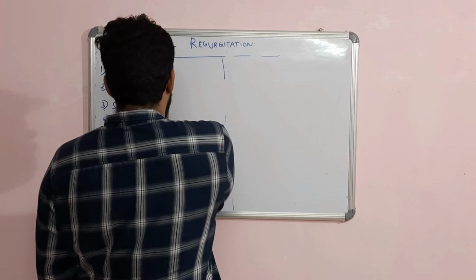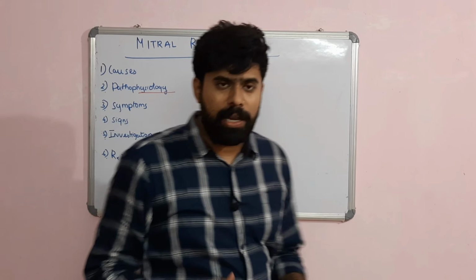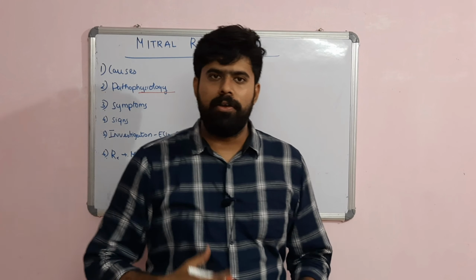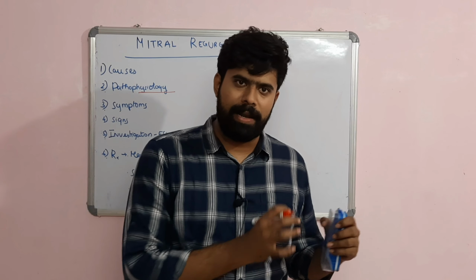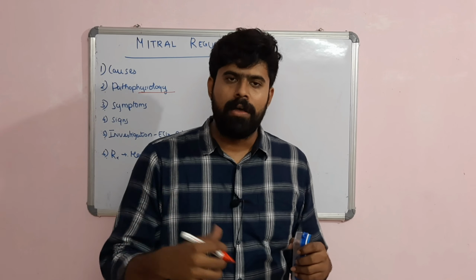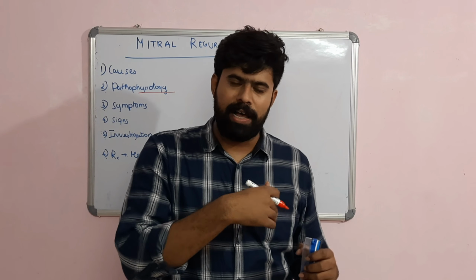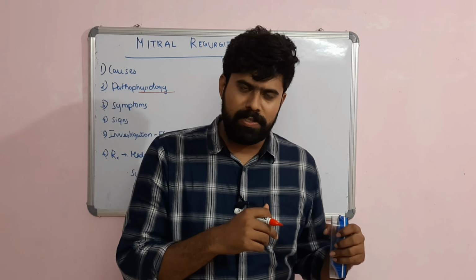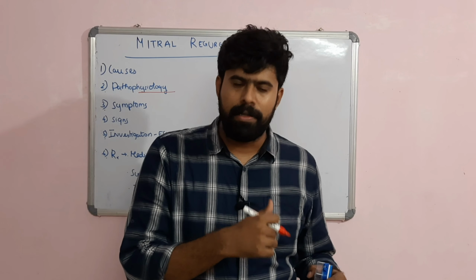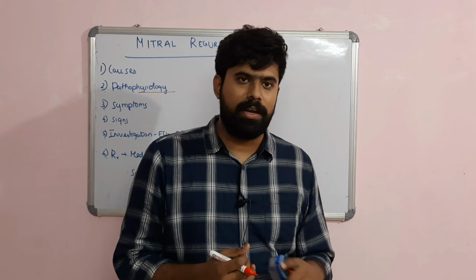So now we are dealing with the pathophysiology. What happens in mitral regurgitation? During systole, the ventricle will contract. This has to pump the blood from the left ventricle into the aorta. Because of a problem in the mitral valve, during systole, blood not only enters from the LV into the aorta, the blood also enters from the LV into the left atrium. This can occur in two forms.